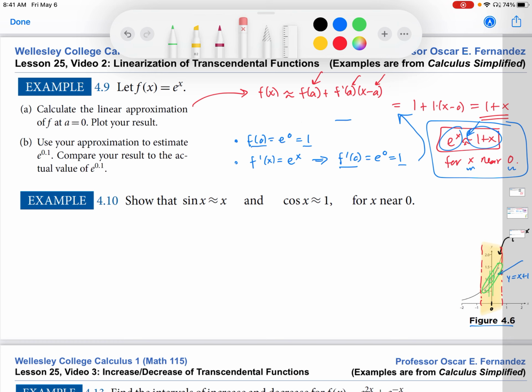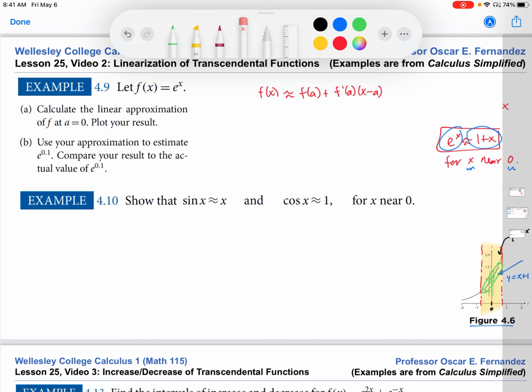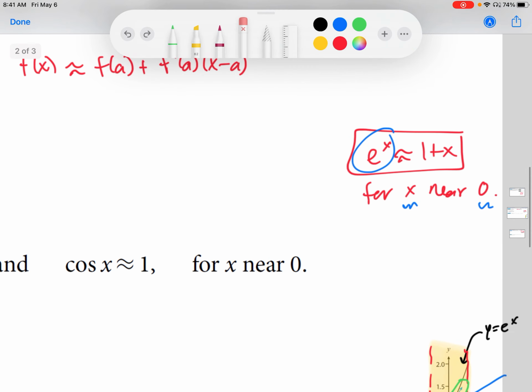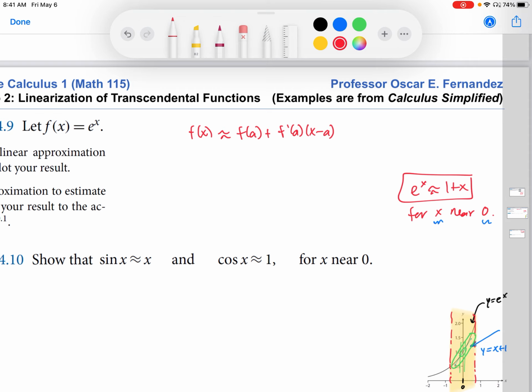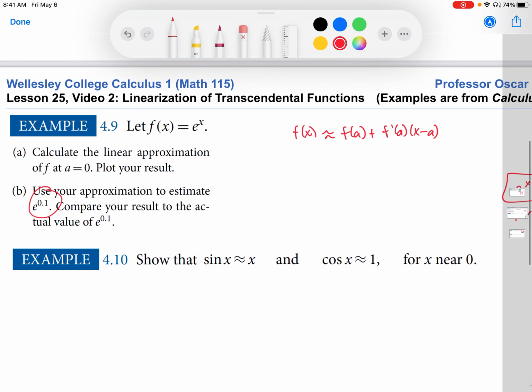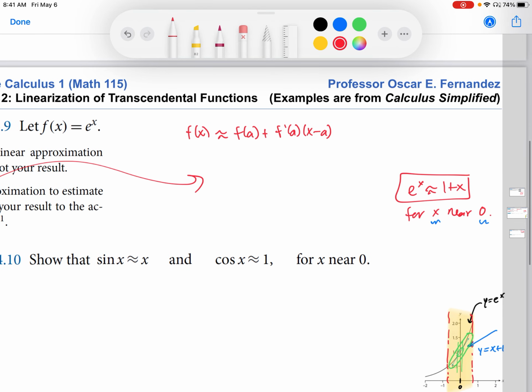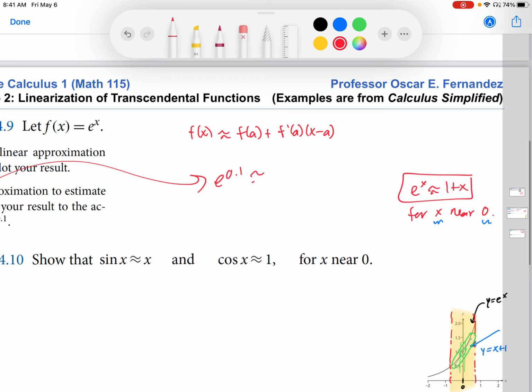Let me just erase the things that we don't need. So part B: use your approximation to estimate e to the 0.1 and then compare with the actual value. All right, so I'm going to leave our approximation there. Let me zoom in to get rid of some of these things. So what is the approximation for e to the 0.1? According to our approximation, put in 0.1 here for x, and we get 1.1.